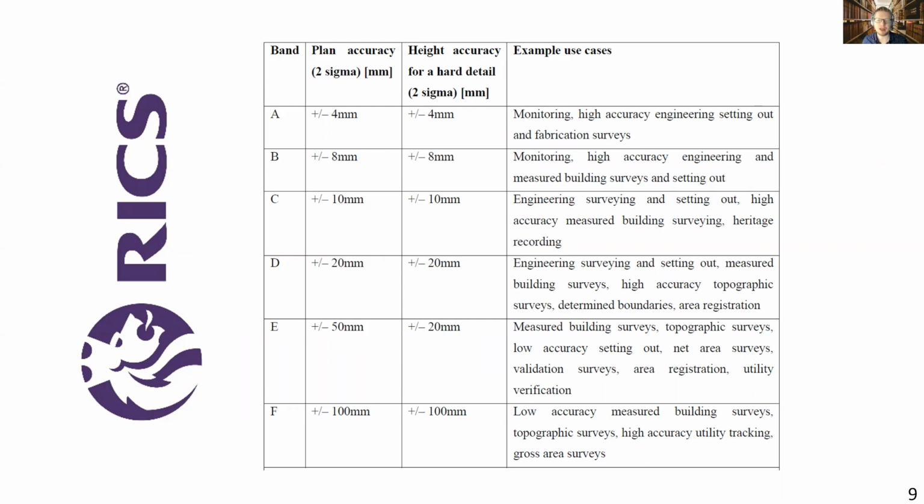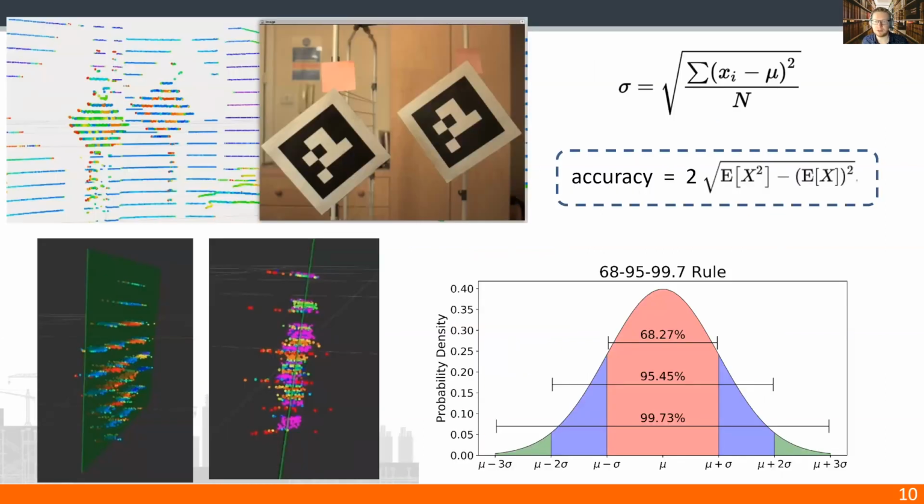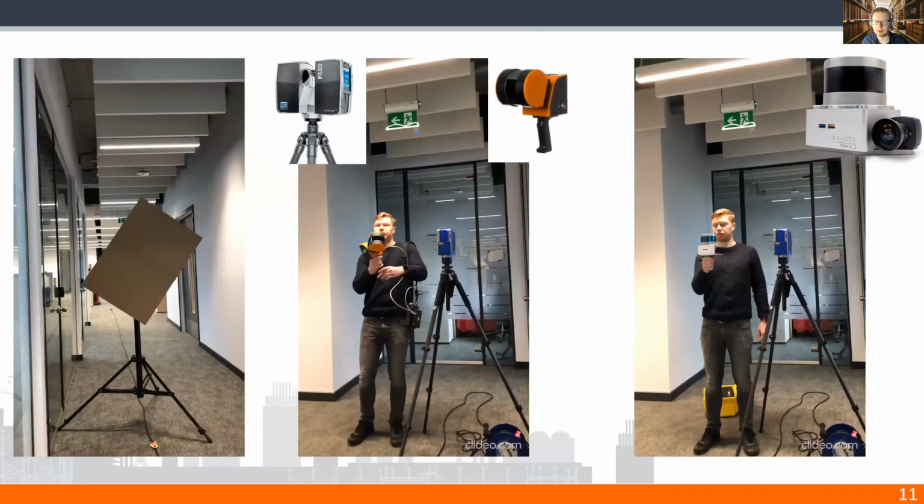In our paper, we adopt this definition of accuracy, and we will use it to measure the performance of the scanners and relate it to the different use cases from this table. So to put all these pieces together, we will use 2 sigma to measure the accuracy of the point clouds representing the target. So what I did in my experiment was I took a planar rectangular target and placed it at the distance of 5 meters.